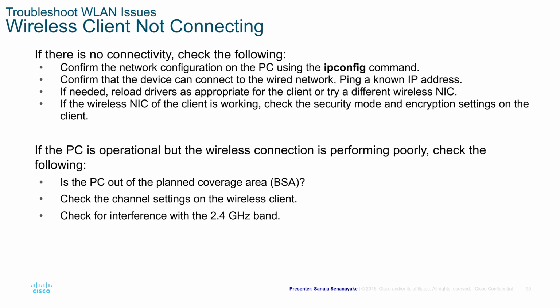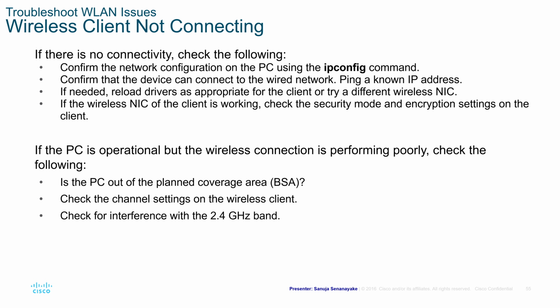If the wireless network interface card of the client is working, check the security mode and encryption settings on the client, because there are different security modes and different encryptions, and if they're not compatible between your wireless access point and your end device, it won't be able to communicate. If the PC is operational but the wireless connection is performing poorly, check the following.